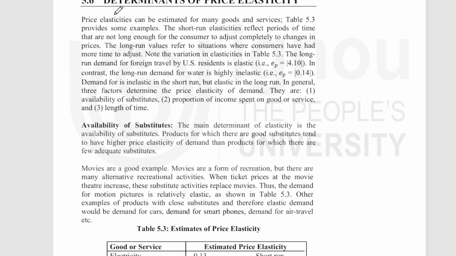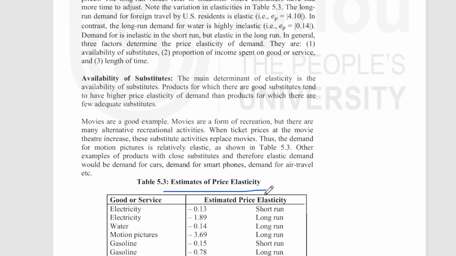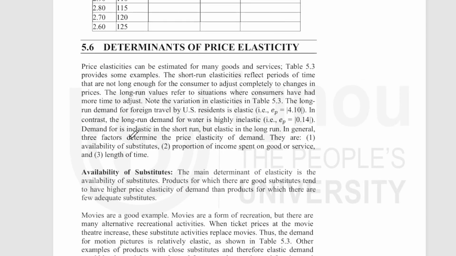So price elasticity can be estimated for many goods and services. Okay, in Table 5.3, estimates of price elasticity are given for goods and services. The short run elasticities reflect periods of time that are not long enough for consumers to adjust completely to a change in price, and the long run values refer to situations where consumers have had more time to adjust.